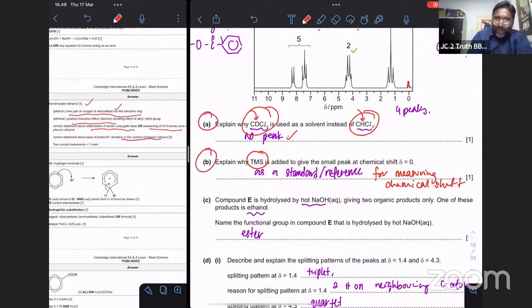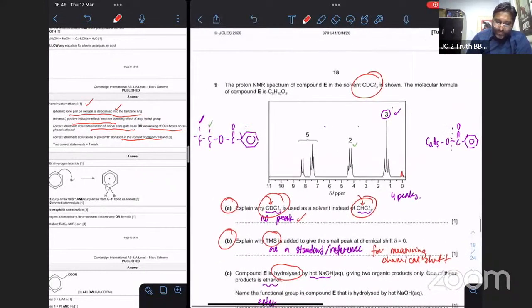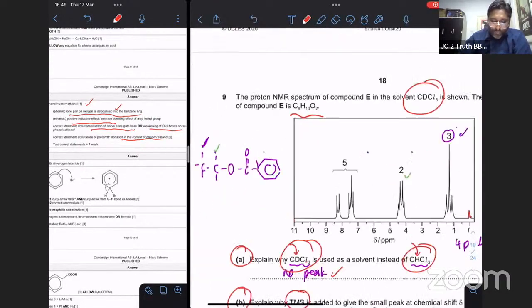So these are two very straightforward questions. Now, compound E is hydrolyzed by hot NaOH. Normally when you say hot NaOH, this is going to be a hydrolysis reaction. So normally we try to break the bond, which is going to be the amide bond, or we try to break the ester bond over here. Here I don't see any nitrogen, so most likely this is going to be an ester bond, with O2.